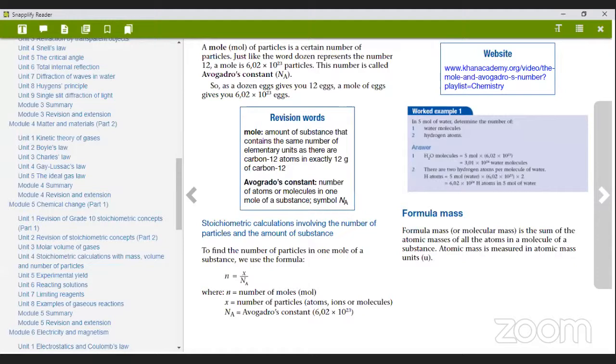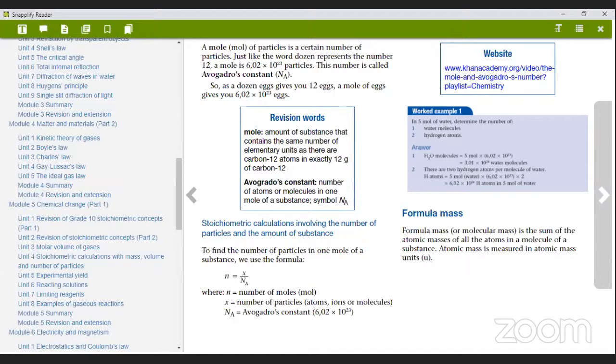So a mole is the amount of substance that contains the same number of elementary units as there are in carbon 12 atoms, in exactly 12 gram of carbon 12. And the Avogadro constant is the number of atoms or molecules in 1 mole of a substance. The symbol that we use for the Avogadro constant is Na. So this is the first definition that we're going to be talking about.